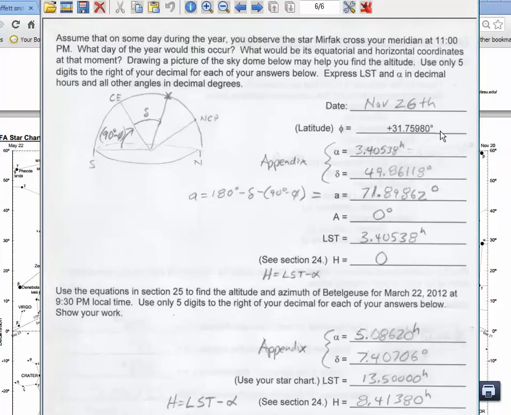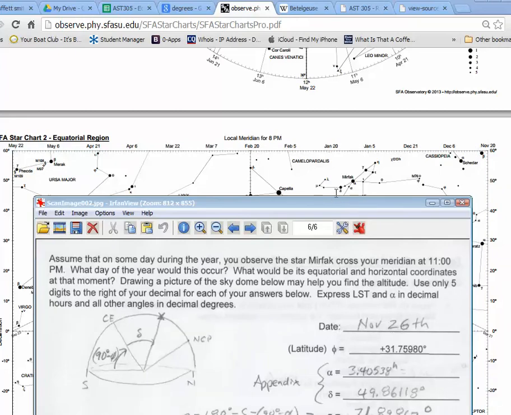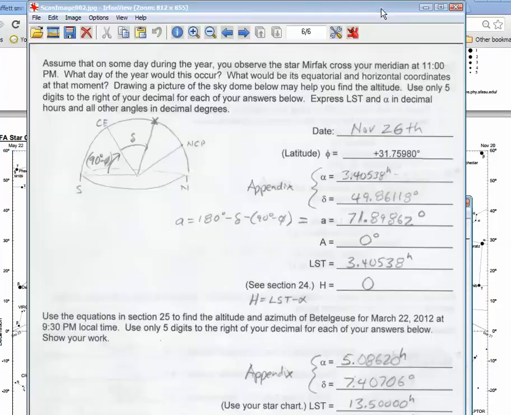This is latitude, and then for the right ascension and declination, you can look that up in the appendix of the Stars and Planets book. Find Mirfac, or you can simply look at the star chart, and it's called Alpha Persei as well. Either one of those can be found in the appendices. Then you go through the process again of finding the altitude and azimuth, but this time there's no real equation involved here because it's on the meridian.